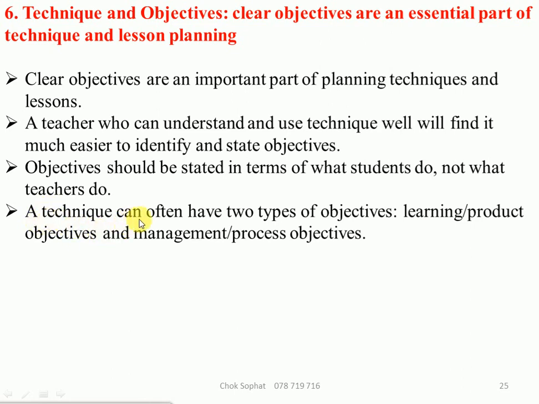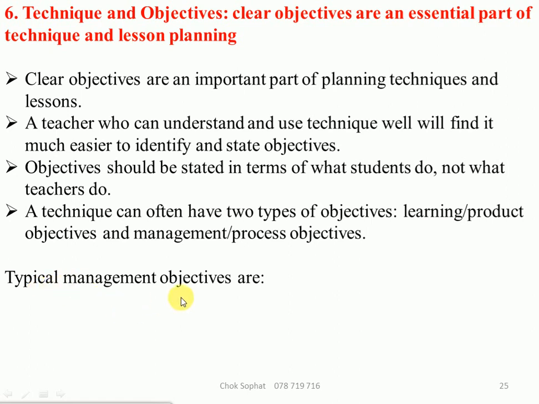A technique can often have two types of objective: learning and product objective, or we can say management and process objective. So for techniques, we have to think about the two objectives, learning objective and product objective. We choose these techniques. How do we want our students to do this technique, and what do we want our students to achieve at the end of these techniques?